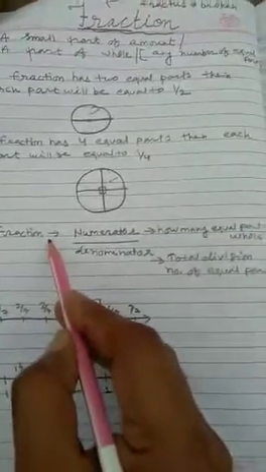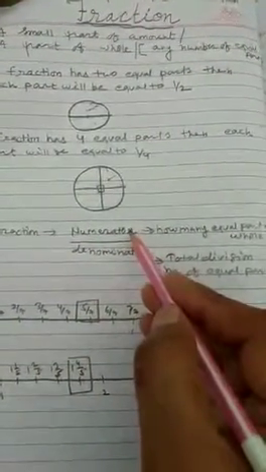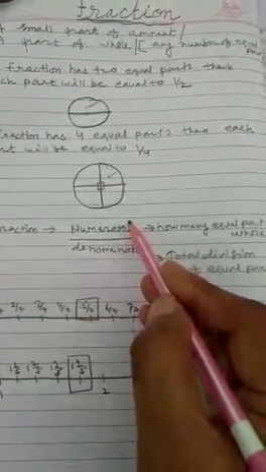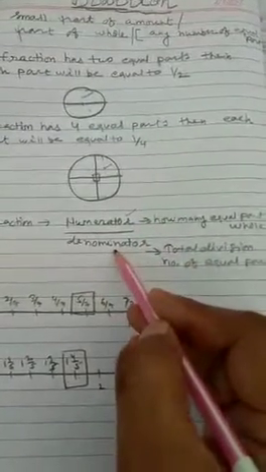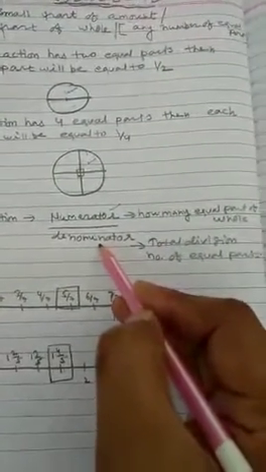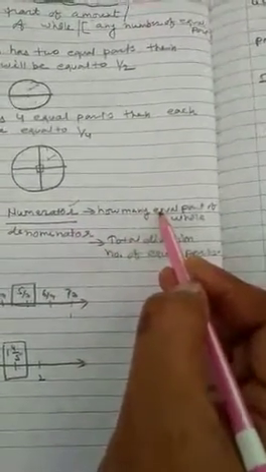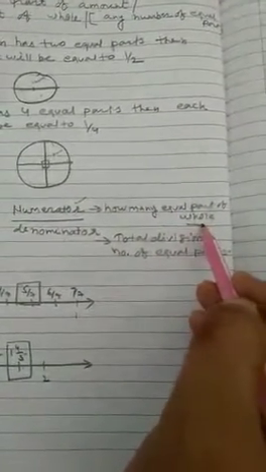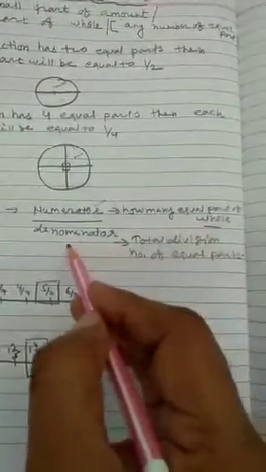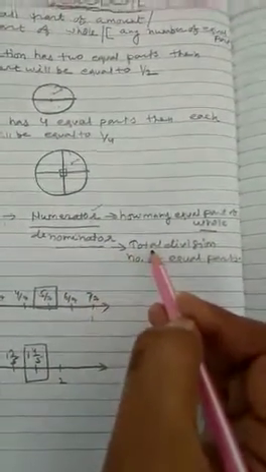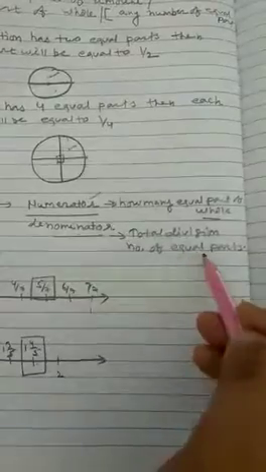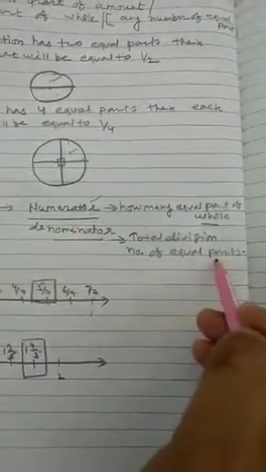In a fraction, the top number is called the numerator and the bottom number is called the denominator. The numerator shows how many equal parts of the whole, and the denominator shows the total number of equal parts.